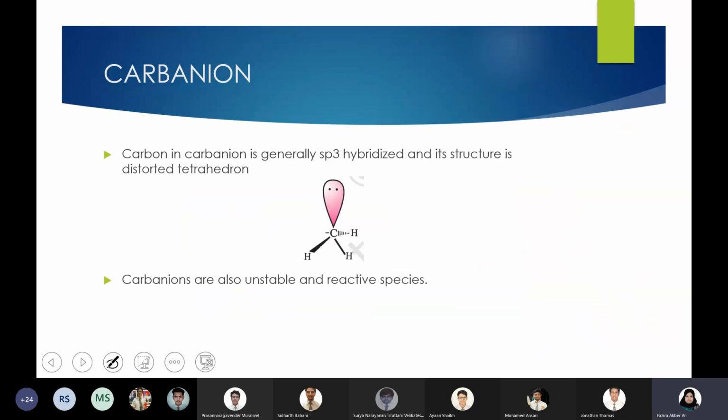Now what I want to discuss is carbanion. There is not much to discuss in carbanion. Ma'am, could you show the order once again, please?